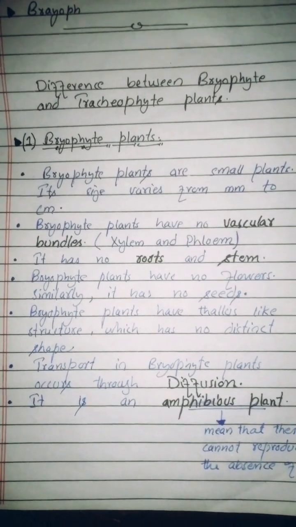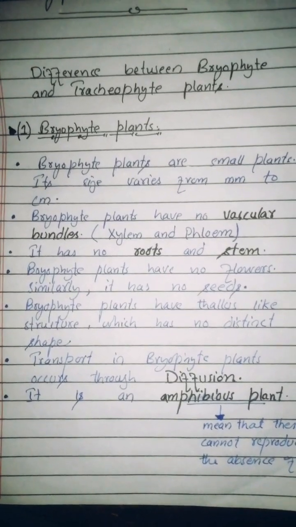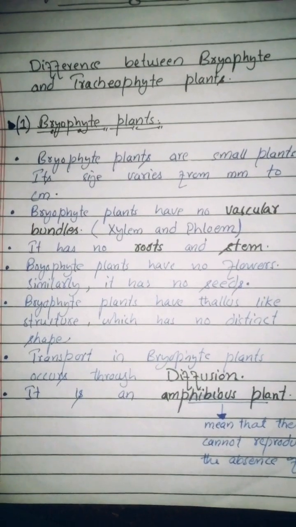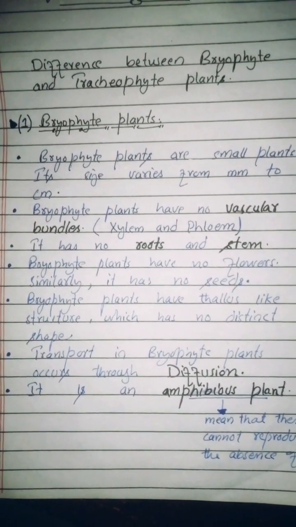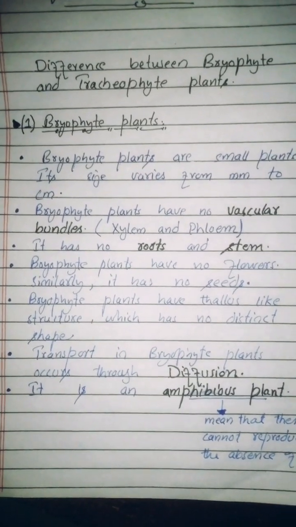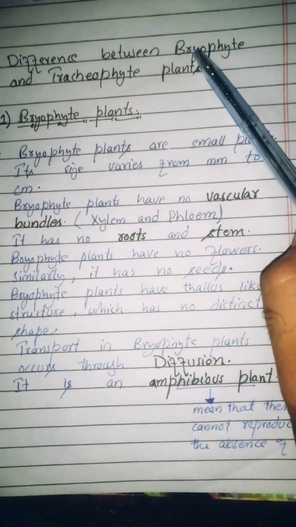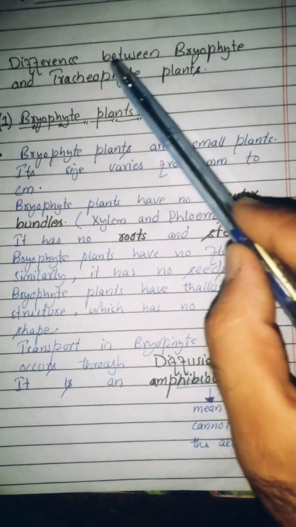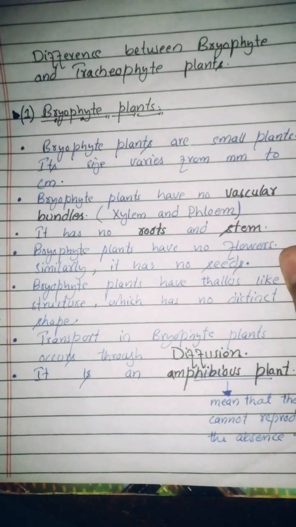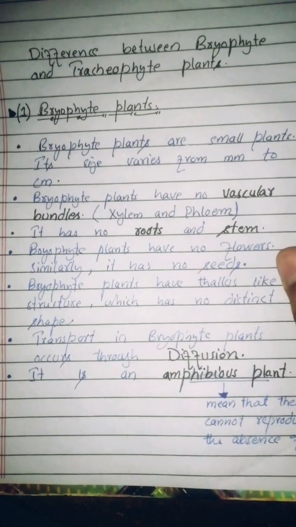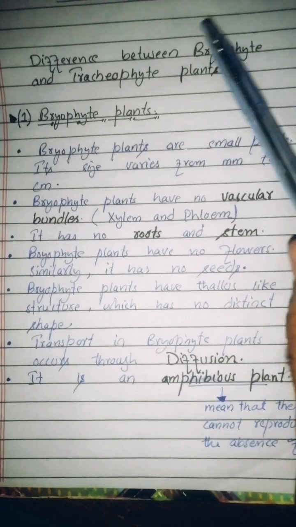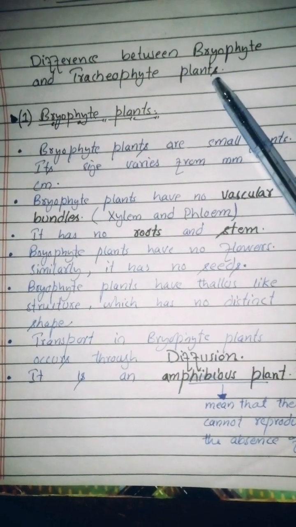Today our first topic is about plants and different types of plants. Plants are classified into two main groups. Number one is bryophyte and number two is tracheophyte. These two plants have differences. In this video we will discuss the difference between bryophyte plants and tracheophyte plants.